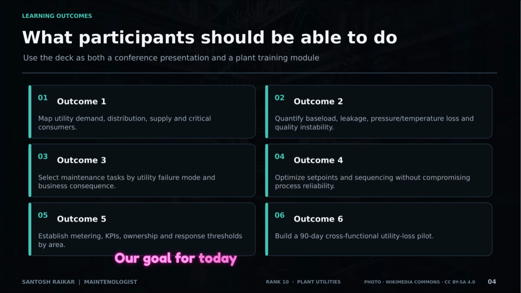Our goal for today is to move beyond theory. By the end of this session, you should be able to map your utility demand, quantify baseload losses, select maintenance tasks based on failure modes, and ultimately build a 90-day pilot program to reclaim these losses in your own facility.